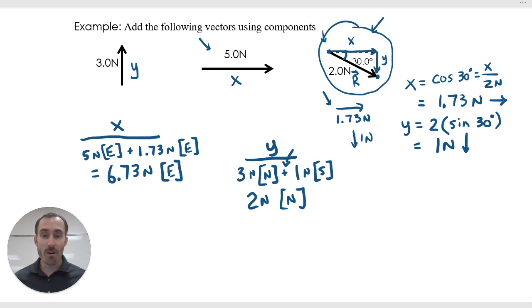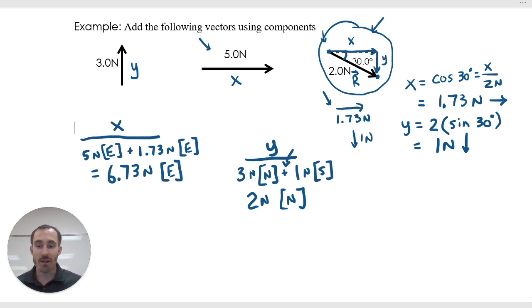Okay, now there's one more step to this thing because we want to know what the total is. So that means we need to add up 6.73 newtons east and 2 newtons north. We need to add them up, but we can't just add up vectors that are in different directions, right? We can't add x to the north or x to the east and y to the north. The only time you can add them up is if they're east-west vectors or north-south vectors. That's the only time. And so we need to add these up using vector addition.